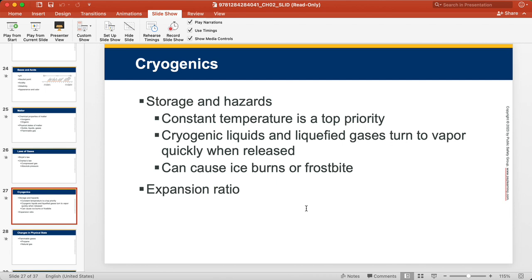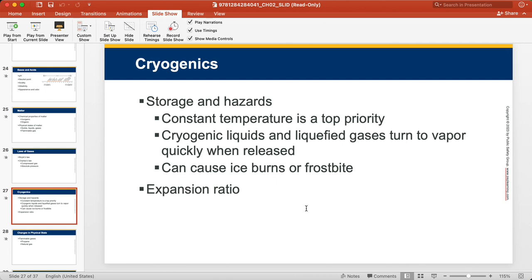When it's turned from a gas into a liquid, when it's turned back, it expands, right? So 1 gallon of liquid nitrogen could be equal to, say, 400 cubic feet of nitrogen gas. So that's why it's so convenient to be able to make it into a cryogenic liquid, transport it, use it on site, and then take it from a liquid and turn it back into a gas, because of its expansion ratio.